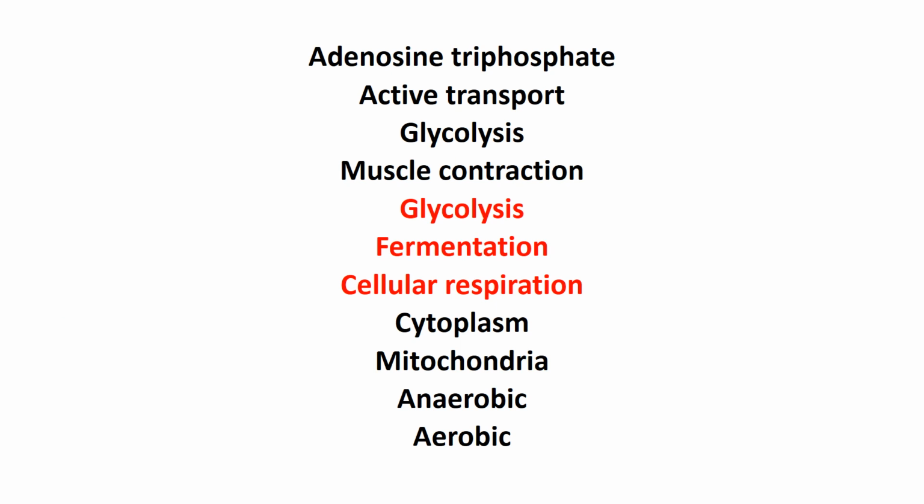This video was about ATP, or adenosine triphosphate. Adenosine triphosphate is what's used by cells to fuel such activities as active transport, glycolysis, and muscle contraction. And glycolysis, fermentation, and cellular respiration are three processes used by cells to produce ATP. Glycolysis and fermentation take place in the cytoplasm. Cellular respiration takes place in mitochondria. And glycolysis and fermentation are anaerobic, meaning they don't use oxygen, whereas cellular respiration is aerobic, meaning it does use oxygen.